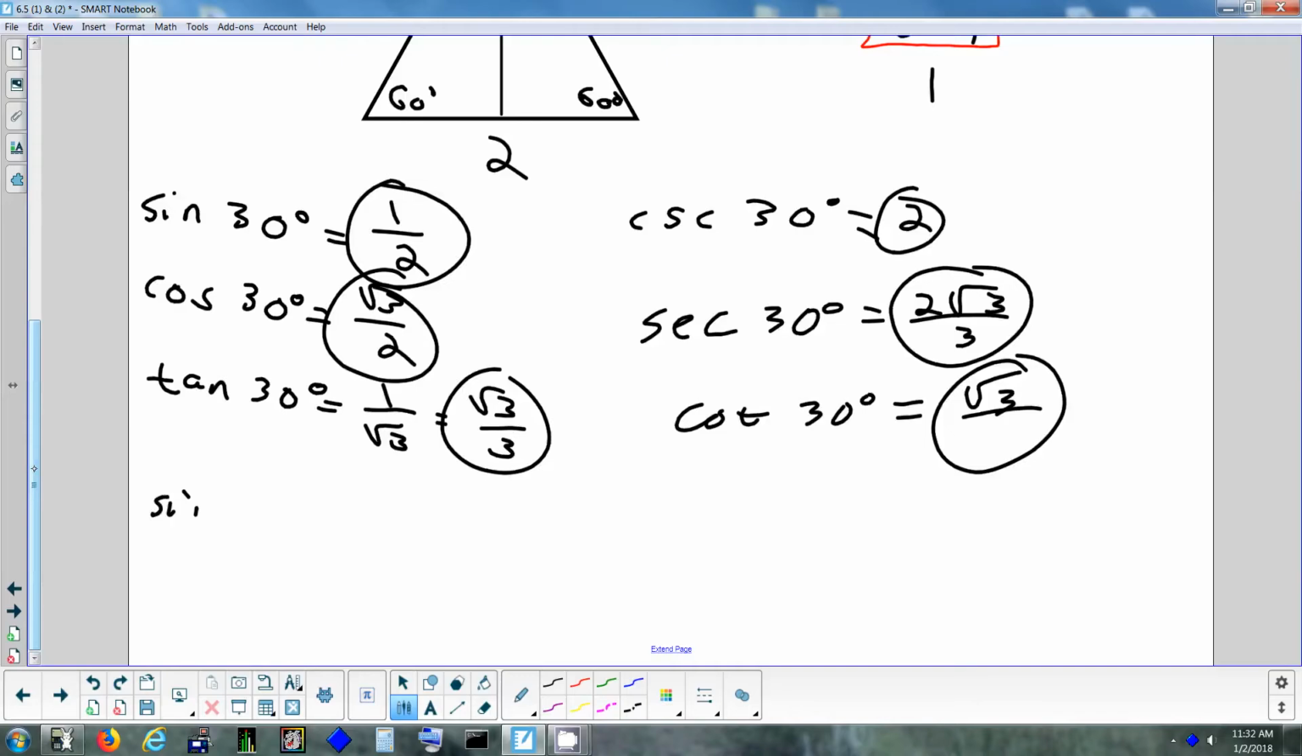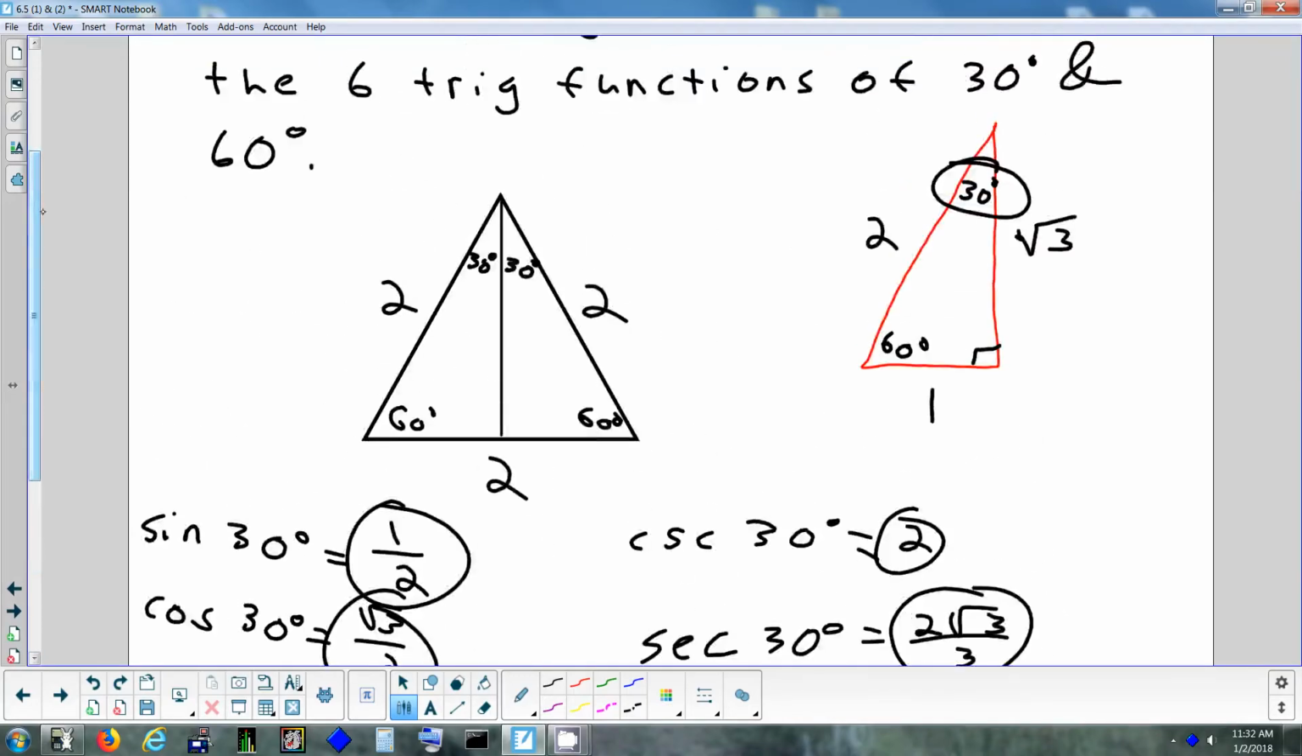So, for the sine of 60, now you're looking at it from that perspective. Pretend like you're standing down by the 60. Opposite is square root of 3. Adjacent is now 1. Hypotenuse, well, hypotenuse didn't change. But that's the labeling if you look at it from the perspective of the 60.